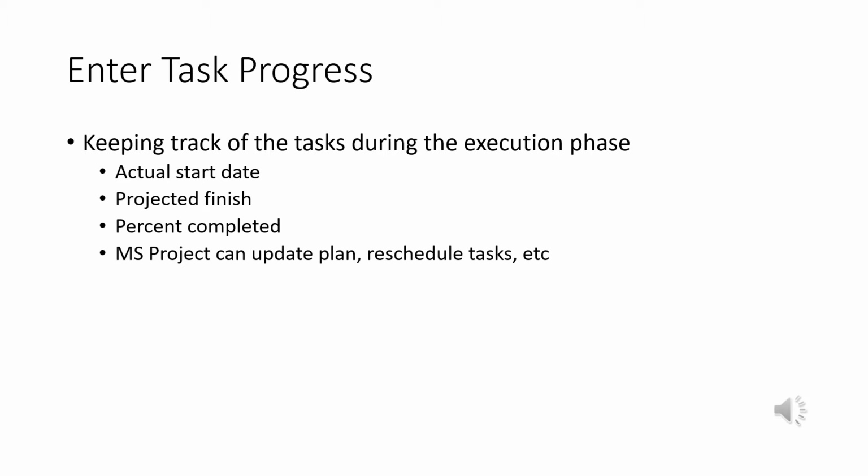So for each task you can enter the start date, or you can enter the projected finish date. Microsoft Project will present percent completed, or you can enter that yourself. And Microsoft Project can also update the plan, reschedule tasks, and so on. We do a lot of the manual stuff ourselves and see where we are as far as completion of the project and how we're doing on the budget.